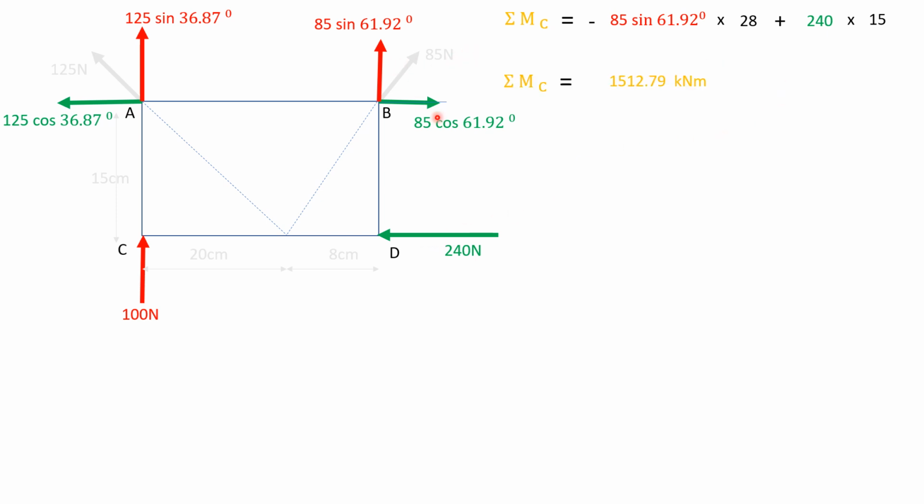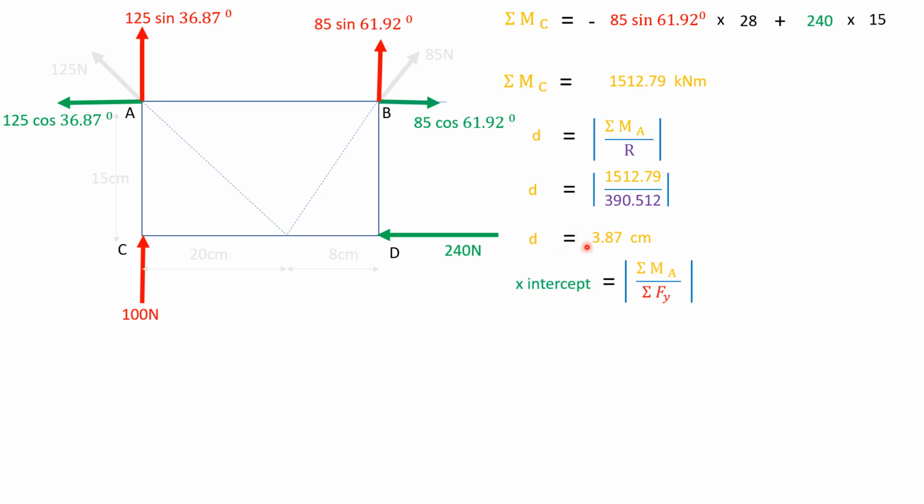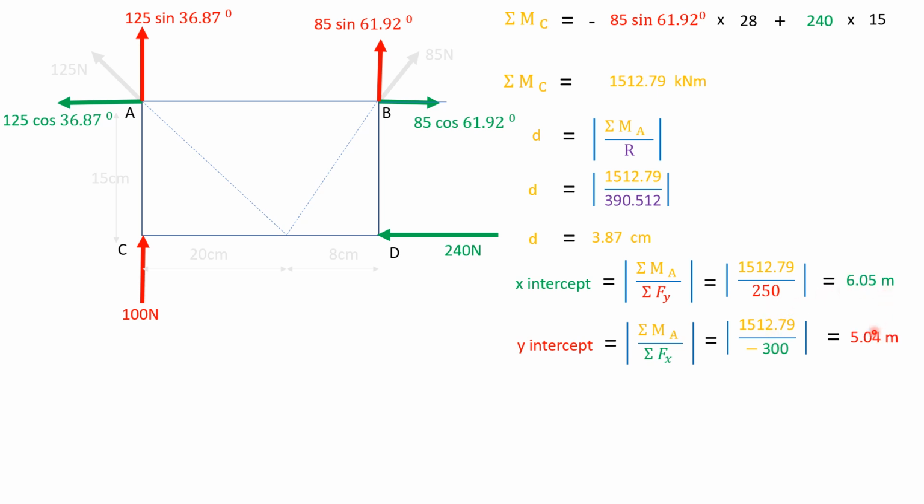Now calculating all this, we get moment about point A, and D, that is the perpendicular distance of the resultant force from point A, will be given by summation MA by resultant. Substituting values, we get D value. The x-intercept is given by summation MA by summation Fy, and the y-intercept is given by summation MA by summation Fx. So substituting summation MA by summation Fy value and summation Fx value, we get the x-intercept and y-intercept.